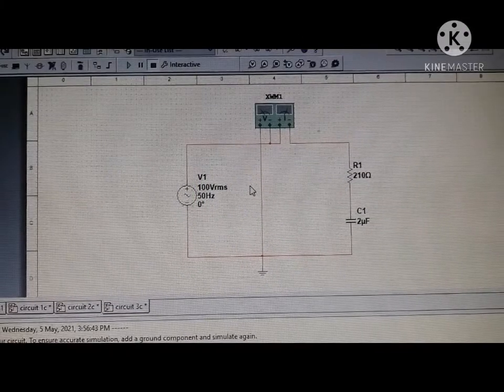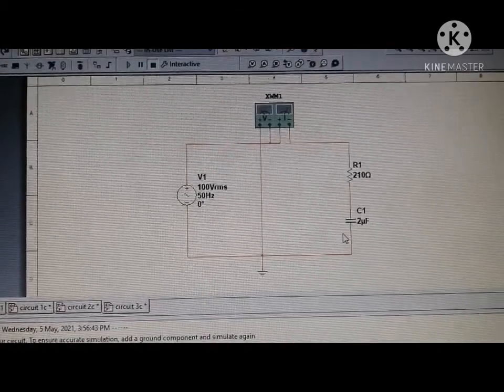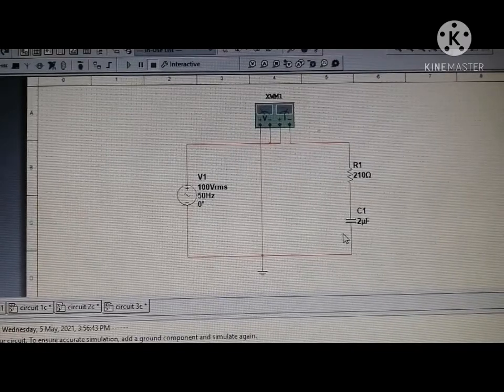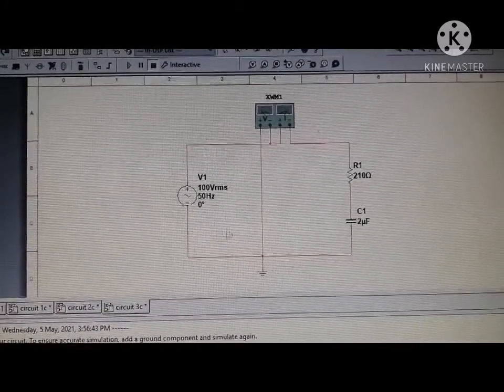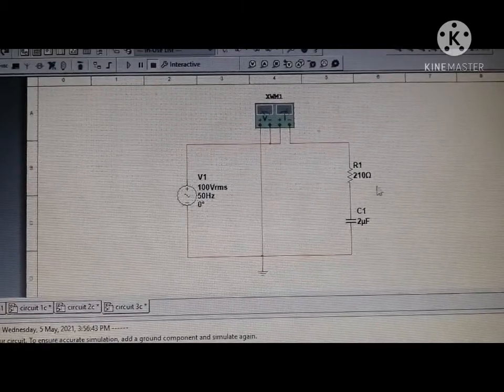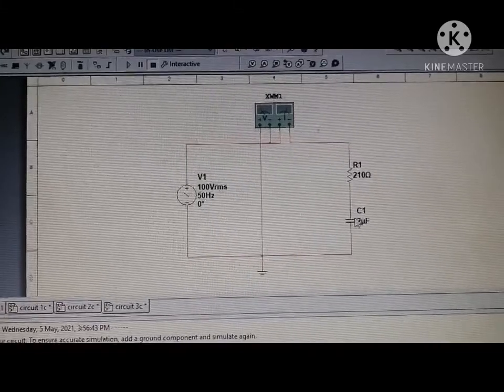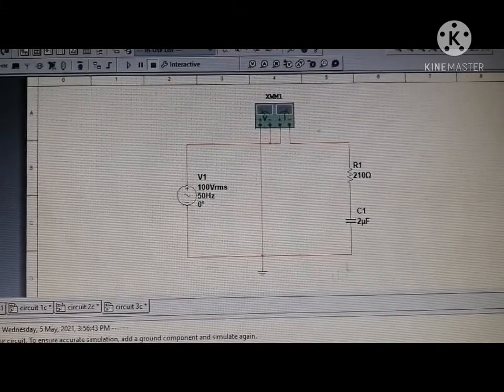Okay, so for circuit 3, as we can see here, it's quite different from circuit 1 and circuit 2 because of the difference in the polarity shown in figure 2.4 in the lab sheet, so you need to be careful about that. What we have here is the AC supply, the resistor, the capacitor, and also this voltmeter. The circuit is a series circuit.